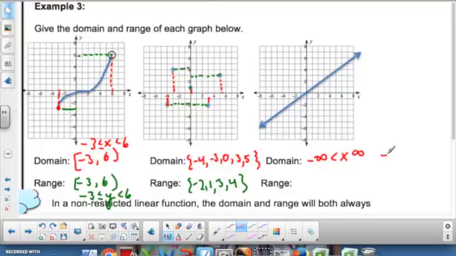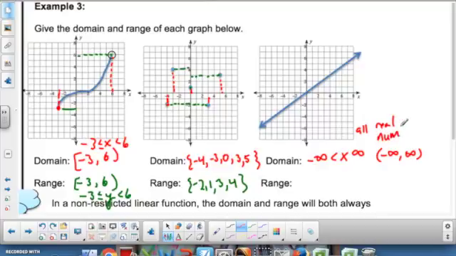If I were going to write that in the other notation, it would be negative infinity to positive infinity with parentheses. One other thing, when you see something like this, another way that we write that is we could say that it's the set of all real numbers.